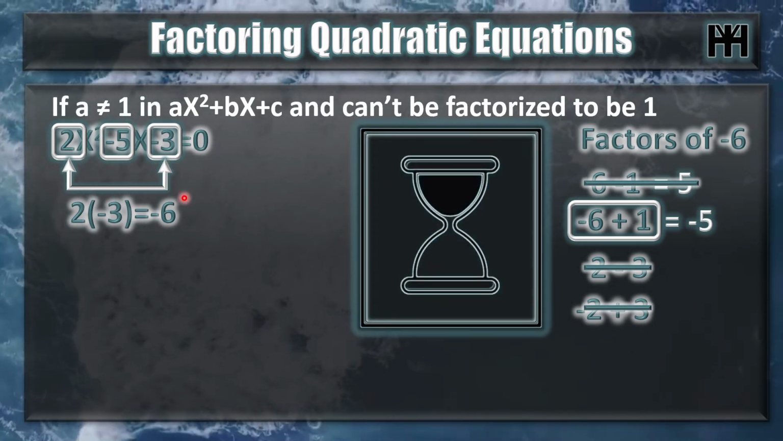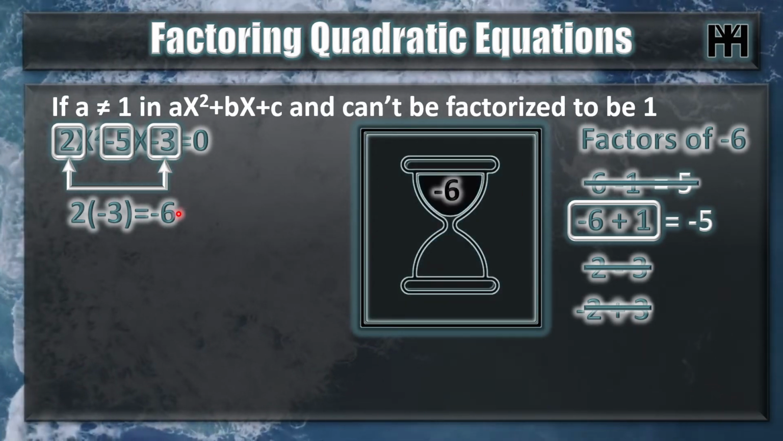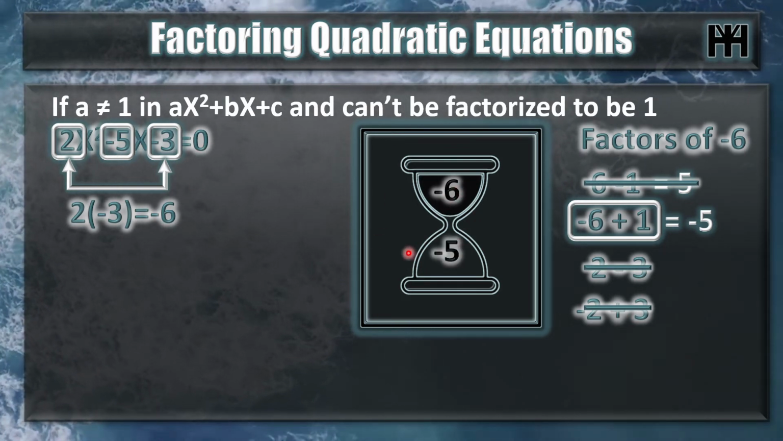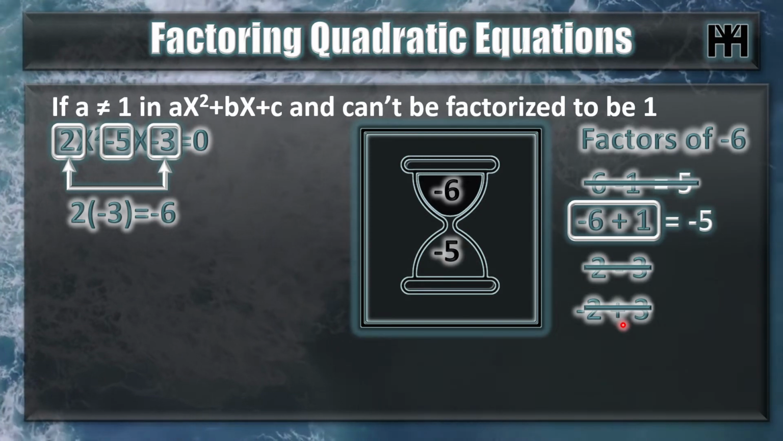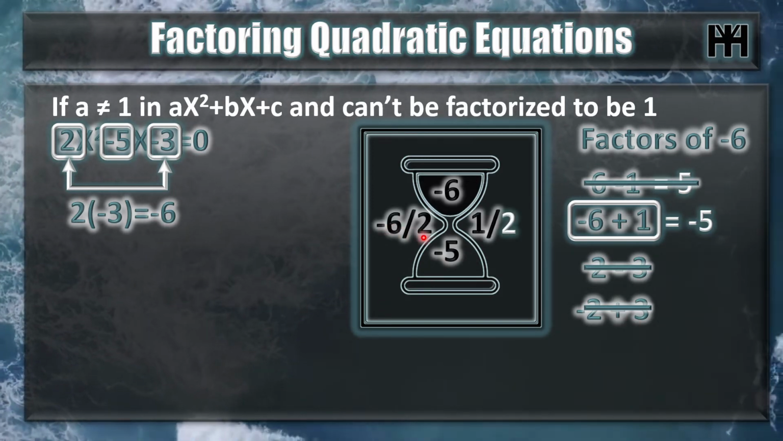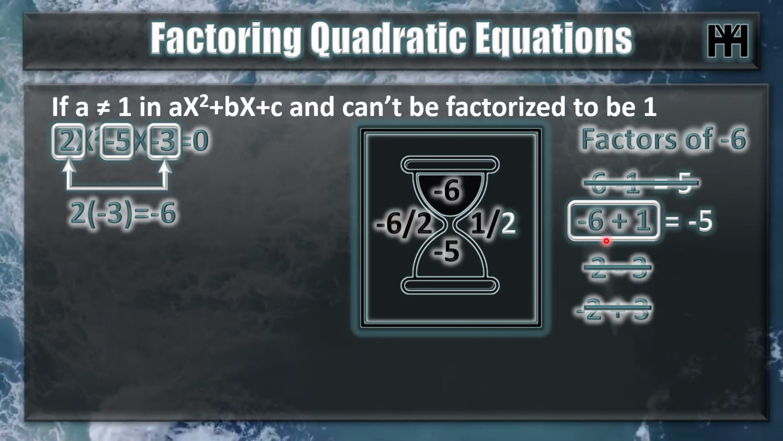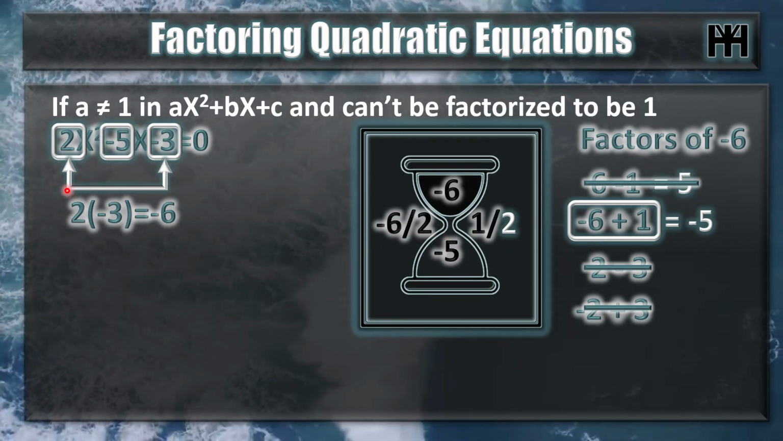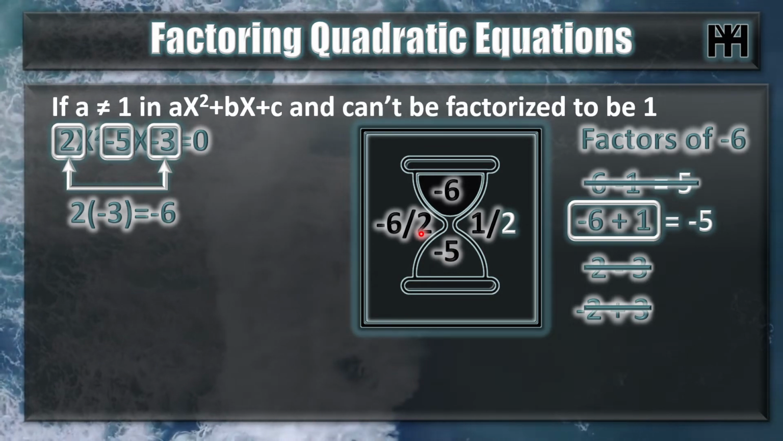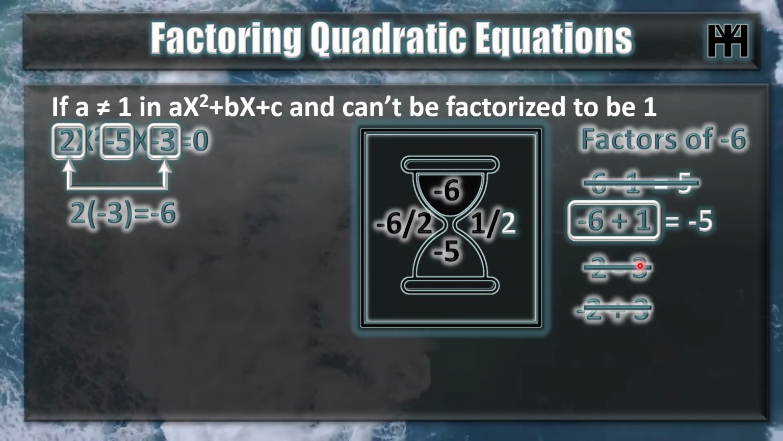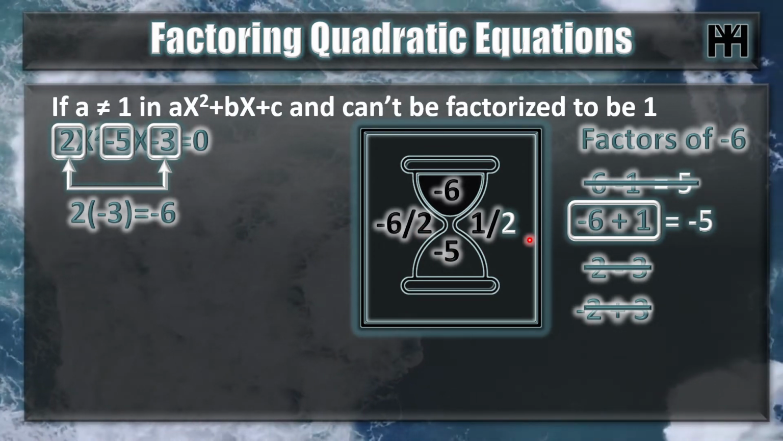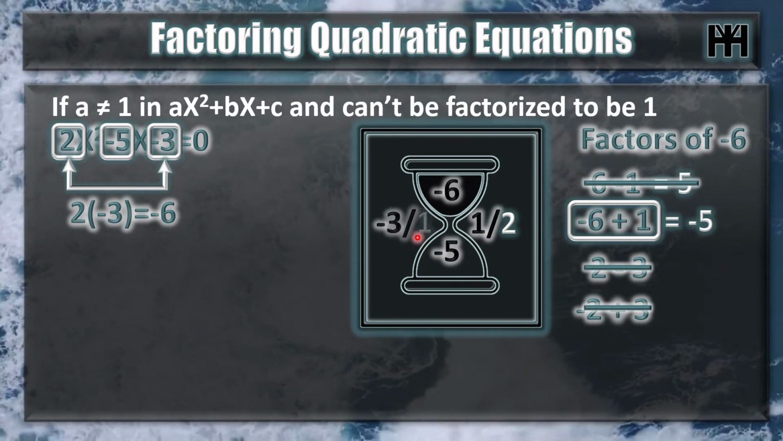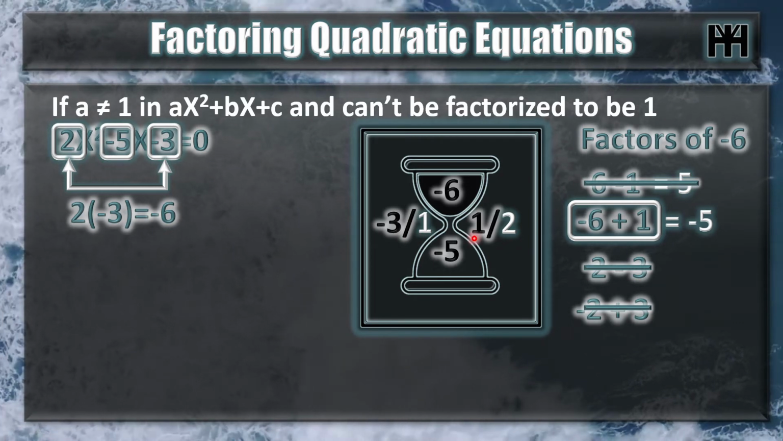So we will get these numbers. You will write here the negative 6, and the negative 5 you will write here. Then you will take the negative 6 over 2. Negative 6 is the first factor, and you will divide it by 2. Remember, we multiplied by the 2, so you will divide it by 2. Then we'll take the other factor, the 1, and divide it by 2. So we have negative 6 over 2, which is negative 3 over 1, and 1 over 2.